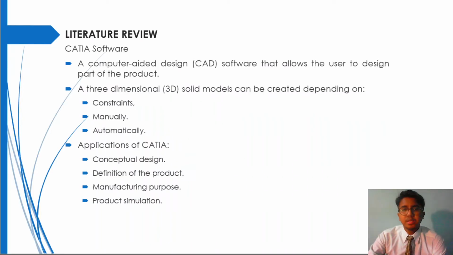Now, the literature review on CATIA software. CATIA software is a CAD software which allows the user to design the part of the product. A 3D solid model can be created depending on constraints, manually or automatically. The application of CATIA in the design process is: first, for the conceptual design; secondly, for the definition of the product; third, for the manufacturing purpose; and lastly, the product simulation.